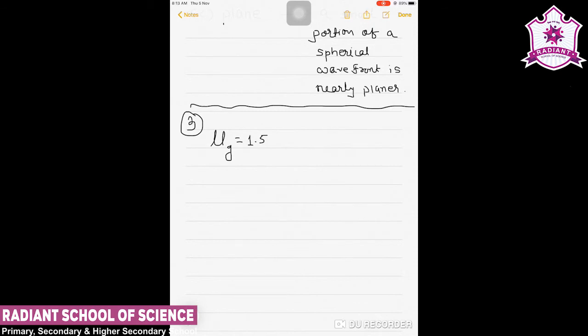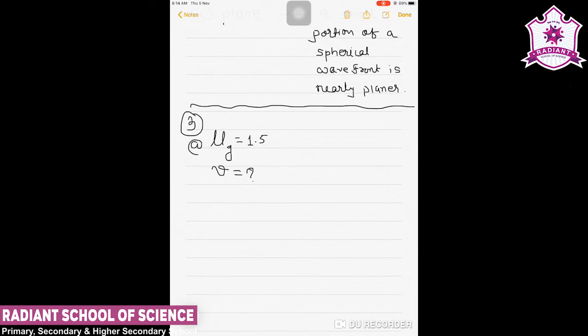So the refractive index of glass is 1.5. What is the speed of light in glass? It is a very clear question. We are asked the speed of light in glass, so V is to be found out first. Then the speed of light in vacuum is given as 3 into 10 raised to 8.